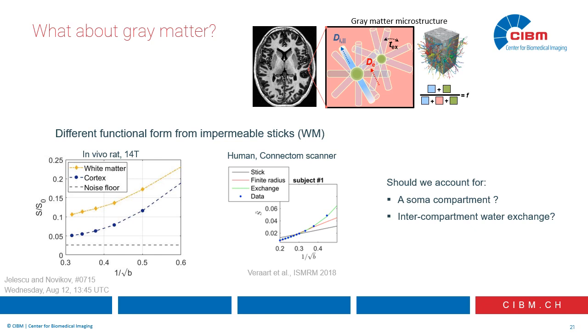So then the question is, should we account for a soma compartment in gray matter or for inter-compartment water exchange? What should we alter in the model to explain the signal behavior?